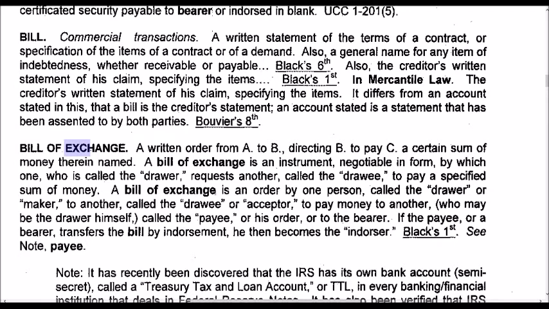A bill of exchange is an order by one person called the drawer or maker to another called the drawee or acceptor to pay money to another, called the payee, or his order, or to the bearer. If the payee or the bearer transfers a bill by endorsement, he then becomes the endorser. Black's 1st.